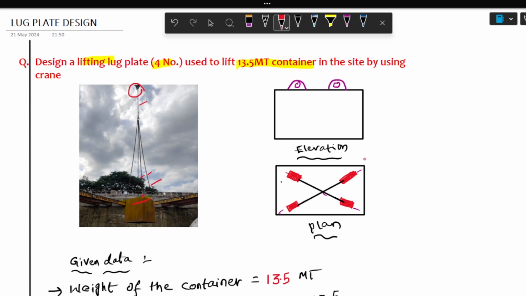Here you can see this is the elevation of the container block. The lug plate is welded here. Clearly these lug plates are welded to the container block, and this is the plan of the container block. This red color indicates the lug plates, which are attached to the chains, and this black color indicates the chains. So these lug plates are inclined in this direction. I am just considering an example problem.